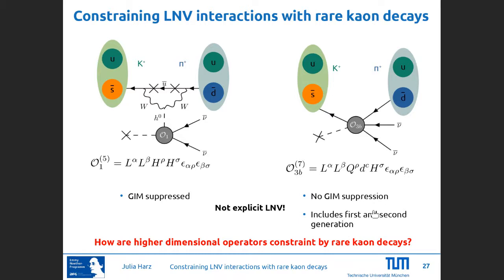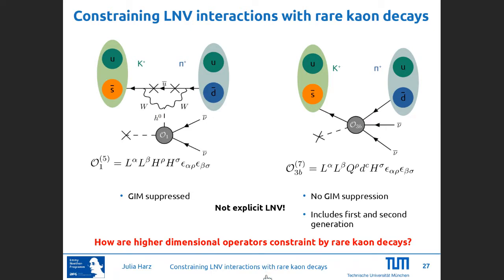In contrast, neutrinoless double beta decay includes only the first and second generation. So kaon decays are able to probe another flavor sector. Of course, one has to be careful, because if we measure a deviation from the standard model, we don't necessarily know that it is lepton-number violating. So we need an additional way to figure out if it's really lepton-number violating, because we are agnostic here about the nature of the neutrinos.